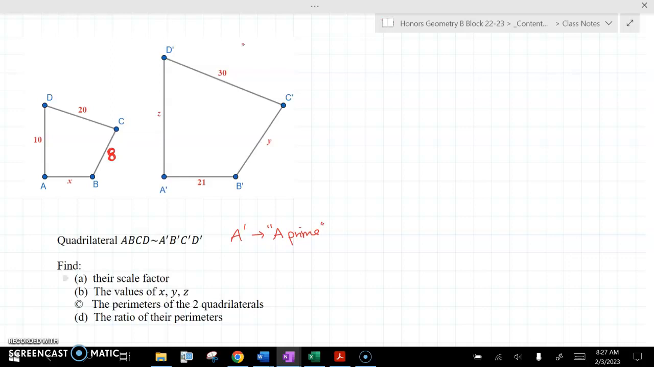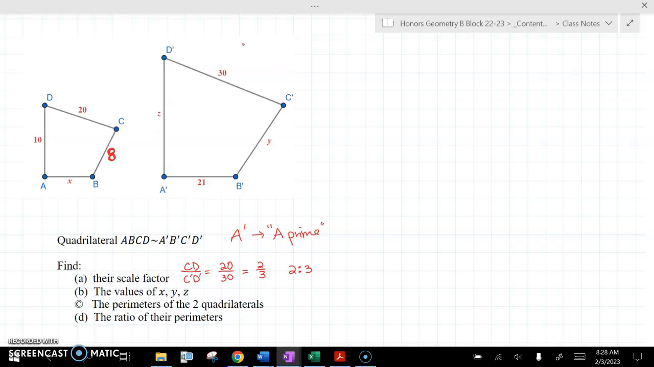And so when you're trying to find your scale factor, you want to find your corresponding sides that have values for each of them. So if we look here, the only corresponding sides that have values and not variables is CD to C prime D prime. So we have CD to C prime D prime. And if we plug in what values they give us, they told us that CD was 20 and C prime D prime is 30. And we can reduce that to 2 to 3, or remember, we can always write our scale factor or our ratio like this, 2 to 3.